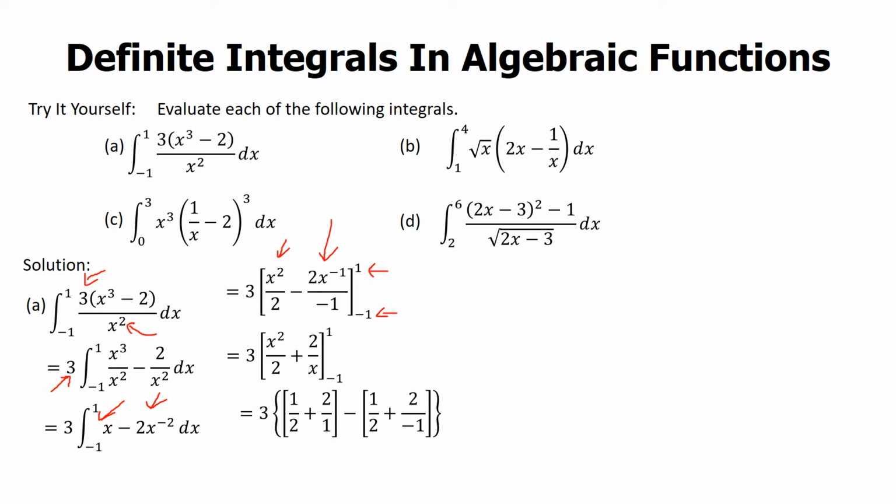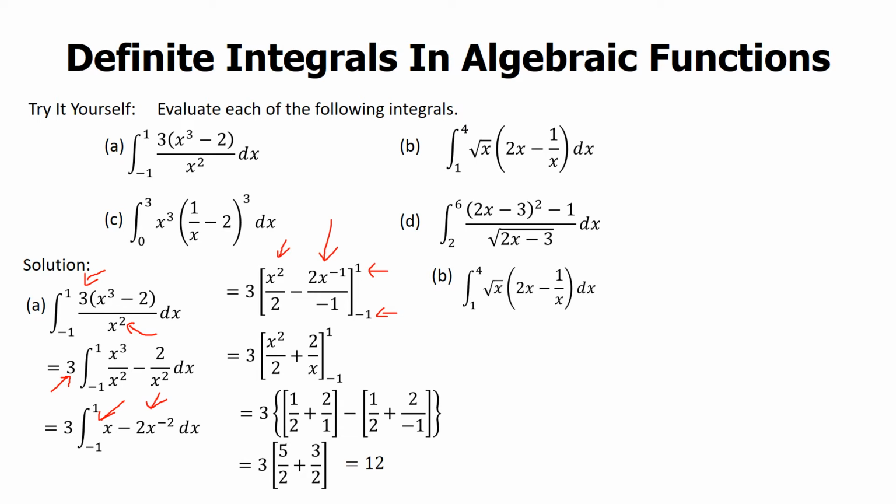Then we substitute the values x equals 1, which gives us half plus 2 over 1 minus substitute x equals to -1, which becomes half plus 2 over -1. Then we calculate the values, which gives us 12. This is the solution for A.